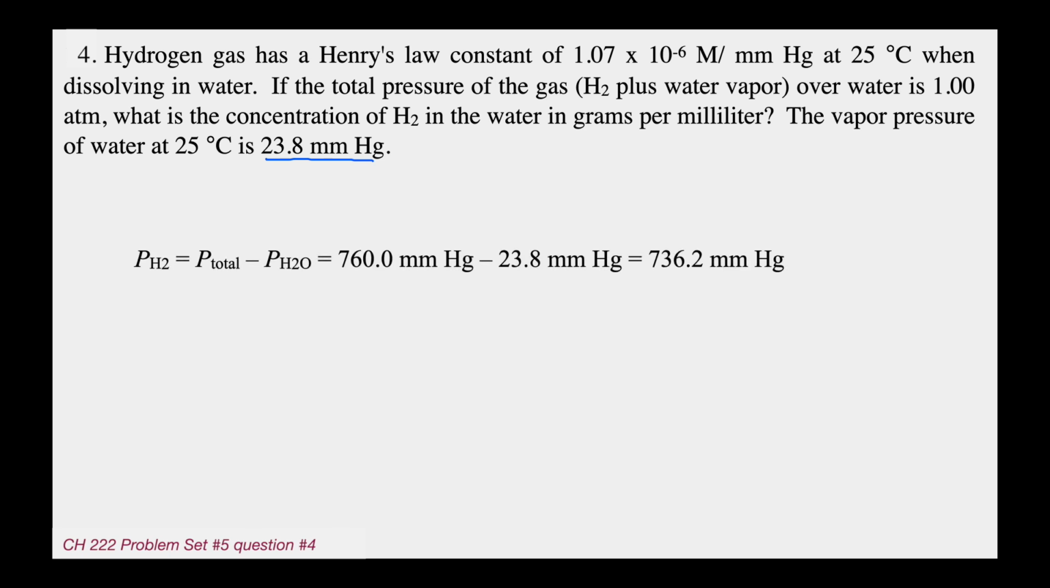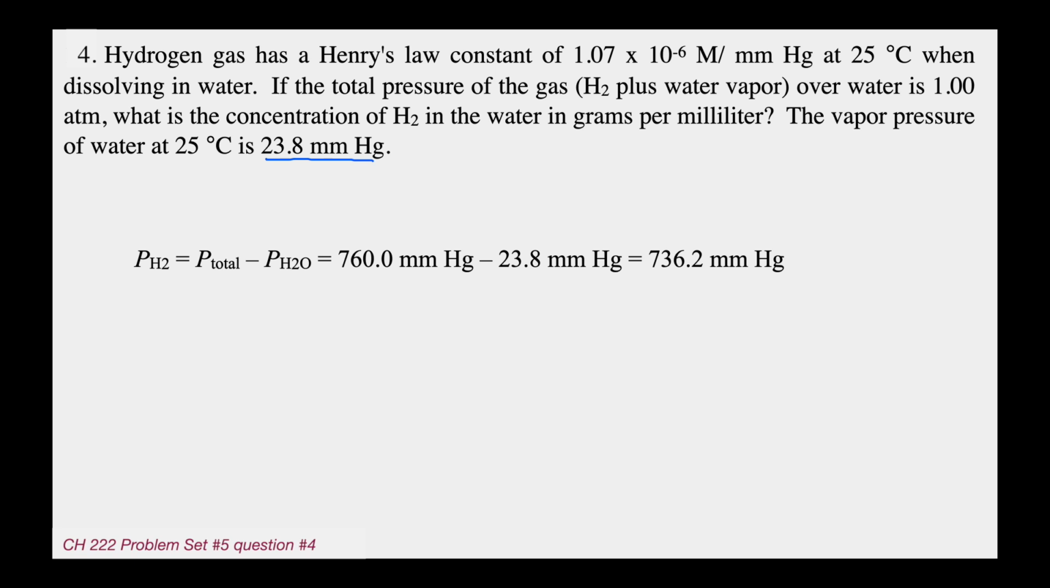So we're going to take 1 atmosphere, which is 760 millimeters of mercury, and subtract 23.8 millimeters of mercury from it. That gives 736.2, which is the partial pressure of hydrogen gas in this example. The other part of the pressure is the water, but we don't want that when it comes to Henry's law. Henry's law is always specific for a particular type of gas.